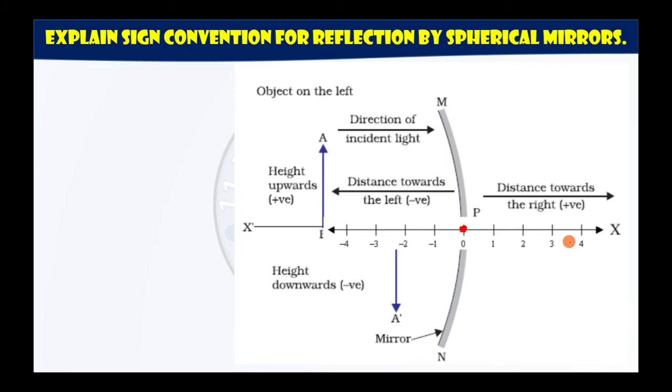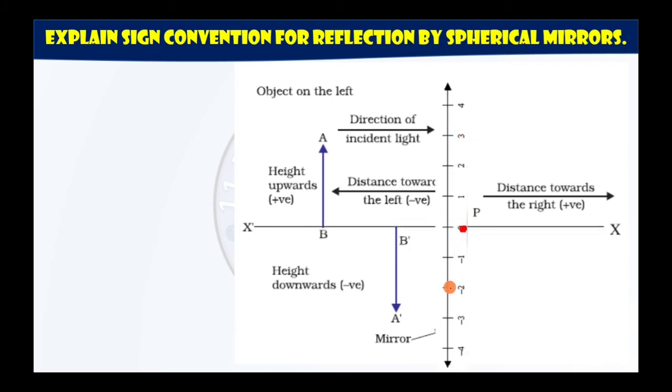Quite simple, right? Third, all the distances that are measured above the axis. Above the axis we have this y-axis. All the distances that we measure above the x-axis are taken as positive. Why? Because you can see the positive numbers over here.